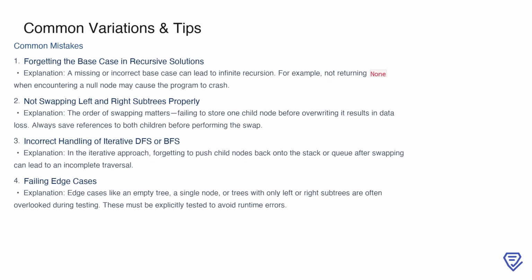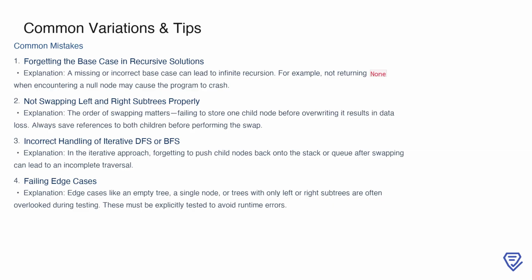When working on recursive solutions for inverting a binary tree, one common mistake is forgetting to include the base case. The base case is crucial because it tells the recursion when to stop. For instance, if you don't handle null nodes properly by returning None, your program might end up in infinite recursion, leading to a crash.